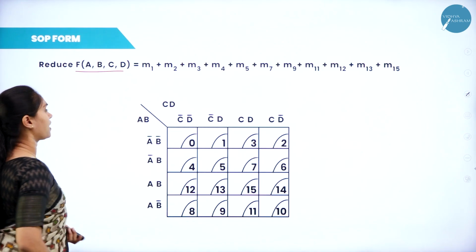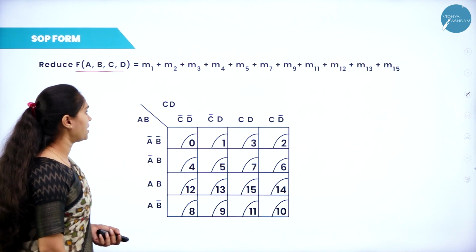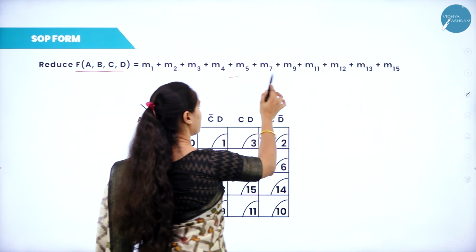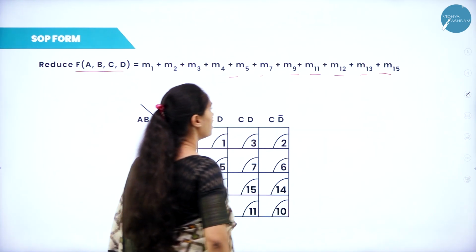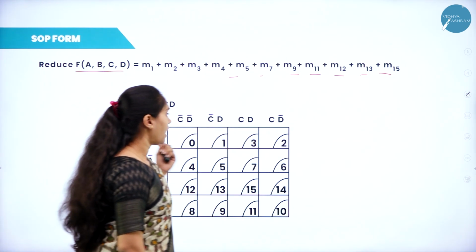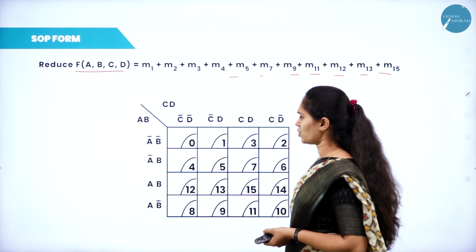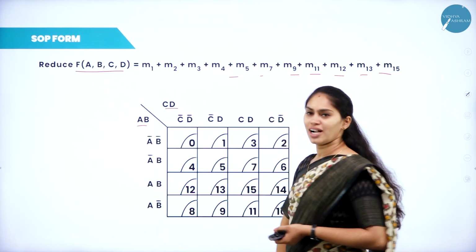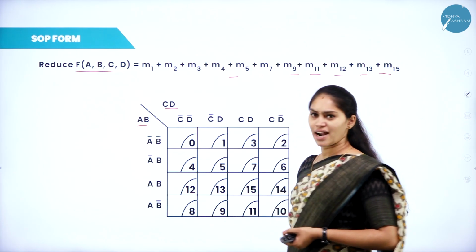Reduce f of A, B, C, D equal to m1 plus m2 plus m3 plus m4 plus m5 plus m7 plus m9 plus m11 plus m12 plus m13 plus m15. So here I have plotted a K-map and written the variables that I wanted to take along with a designation. It contains 4 variables called A, B, C, D. A, B are considered as the row and C, D are considered as the column.